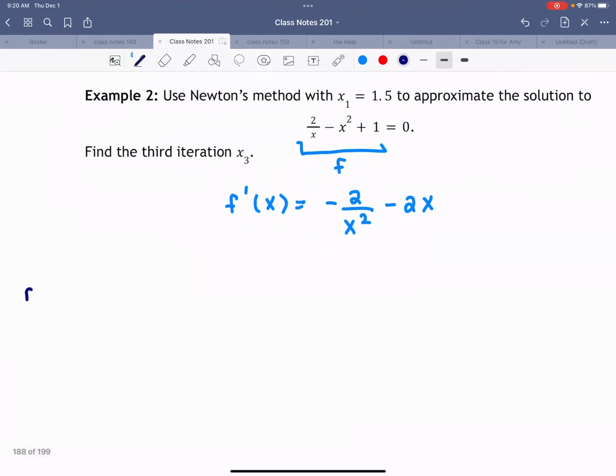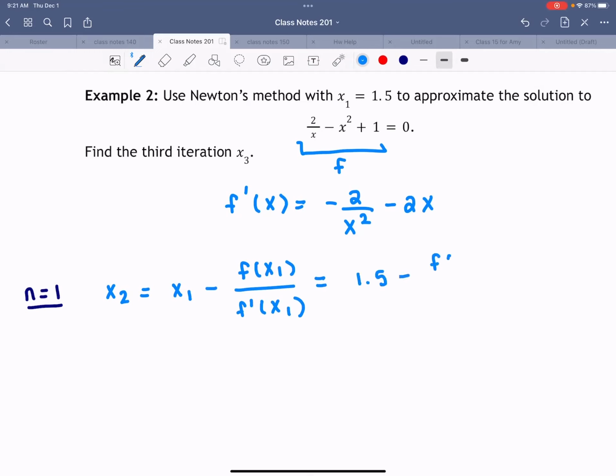Well, we can start with n equals 1, right? And using the formula that we have, all we have to do is plug in 1 to that red formula I put on the last example, and this becomes x2 equals x1 minus f of x1 over f prime of x1. Okay, so just rewriting the formula, but instead of writing n, I'm writing 1. Okay. Well, what is x1 here? Good, 1.5. So instead of writing x1, I'm going to write 1.5. I need to find 1.5 minus f of 1.5 over f prime of 1.5.